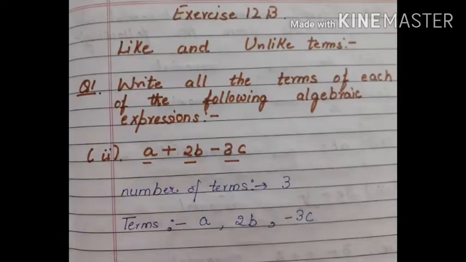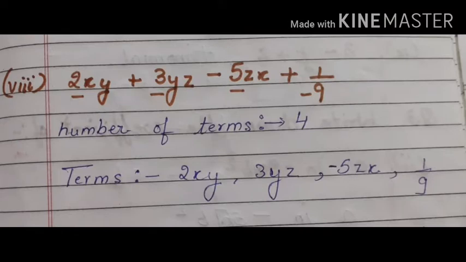As per the question, a plus 2b minus 3c is given. As you can see, plus and minus signs are there in between each term. So there are three terms in it: one is a, second is 2b, and third is minus 3c. Whenever you write terms separately and you find a minus sign with any of the terms, write it down as well.